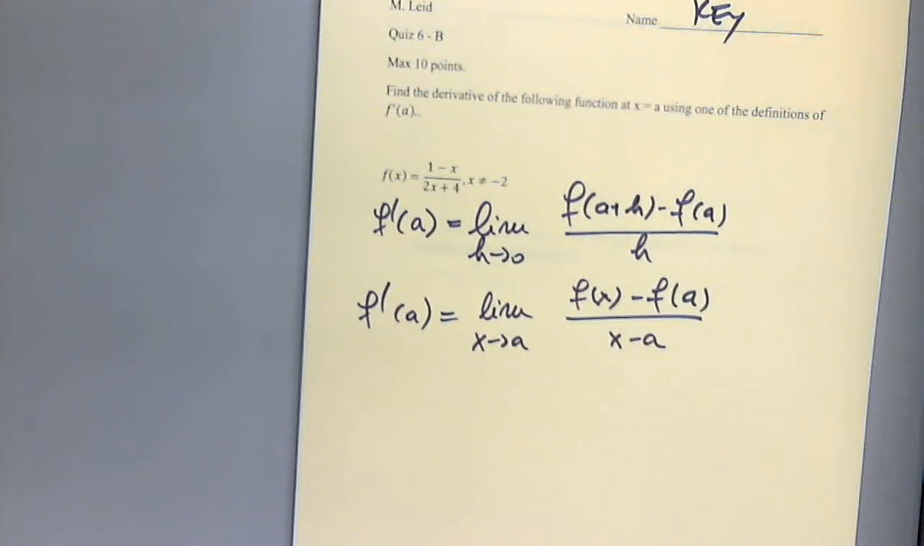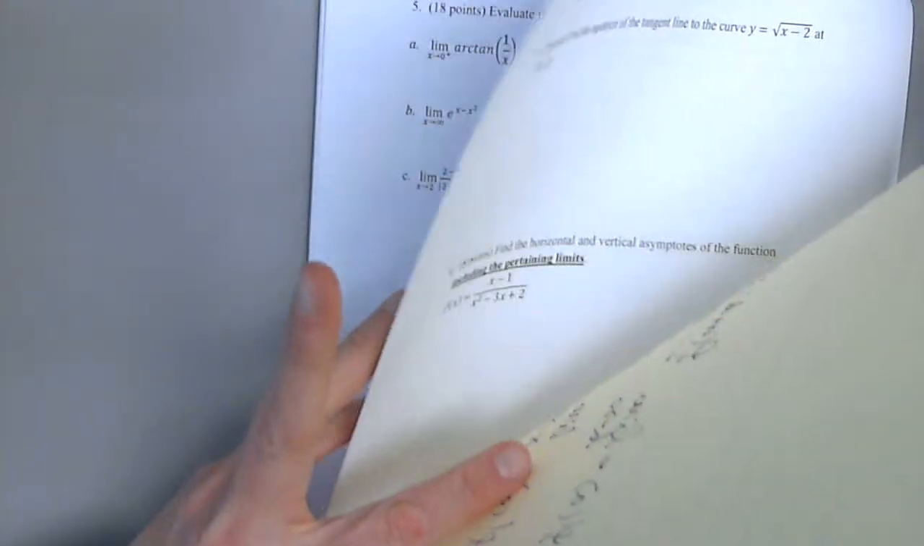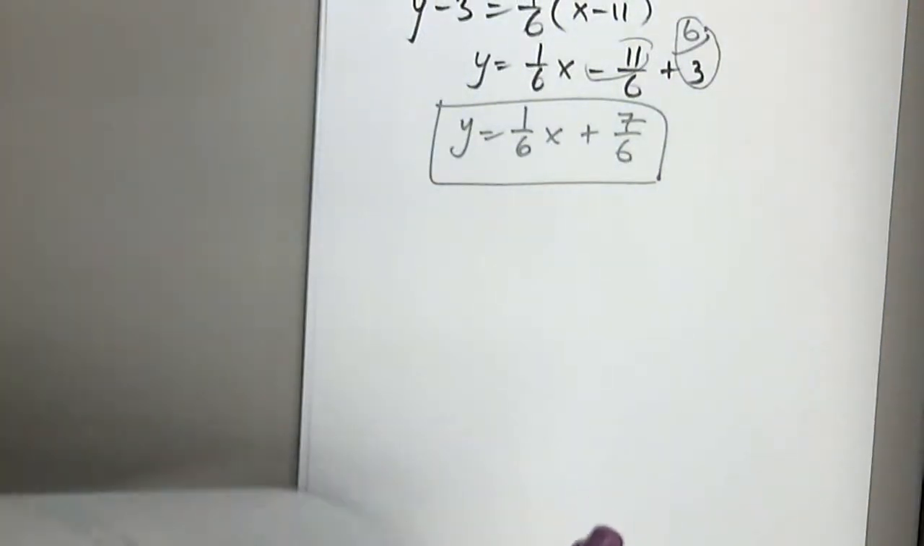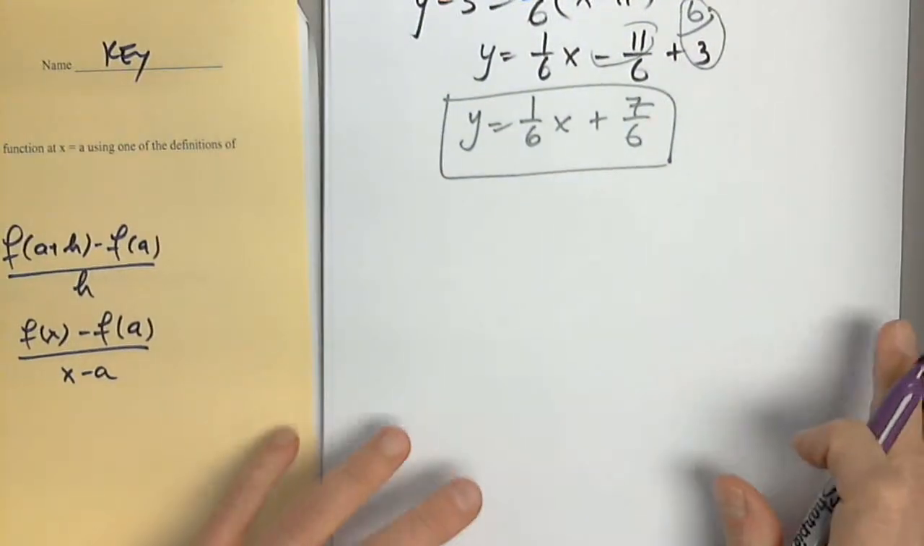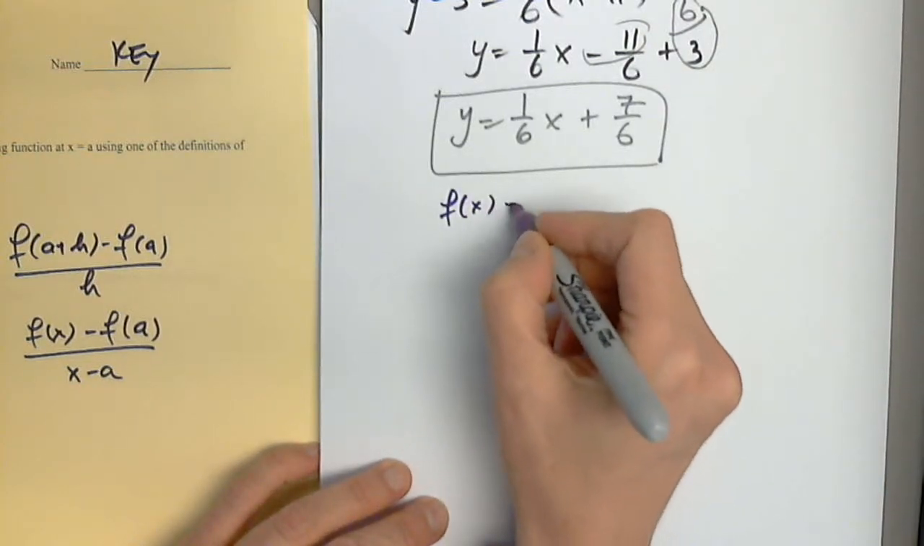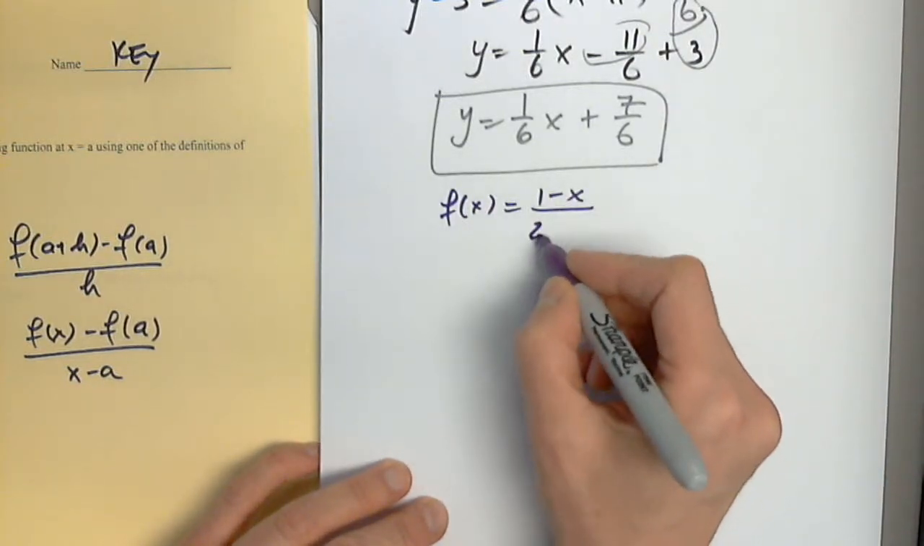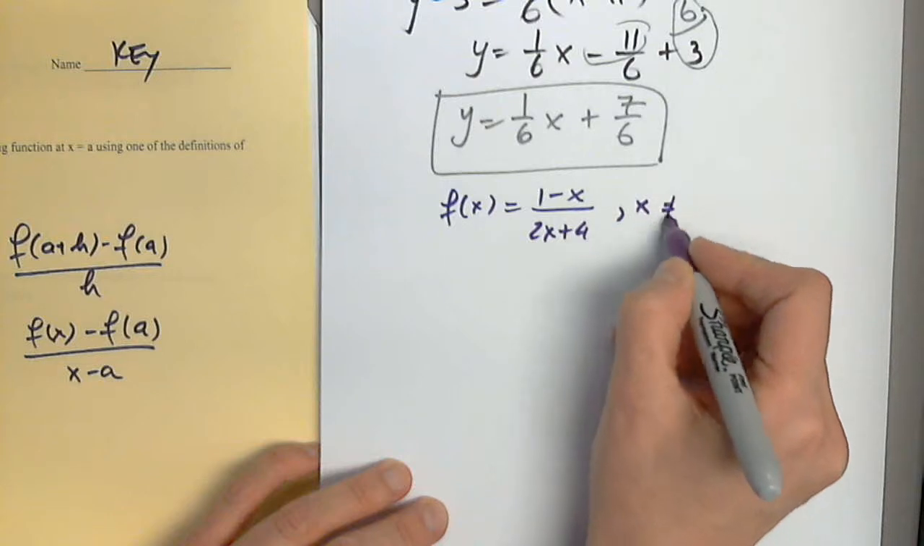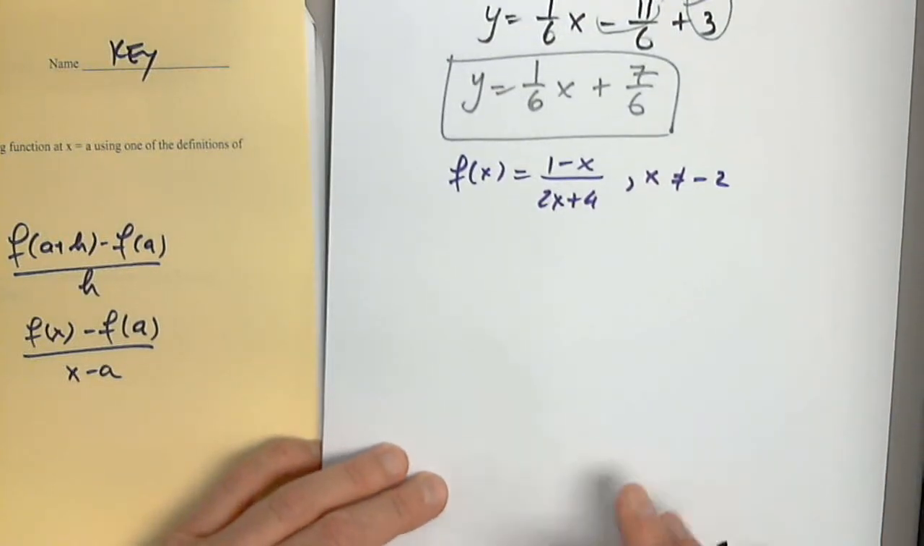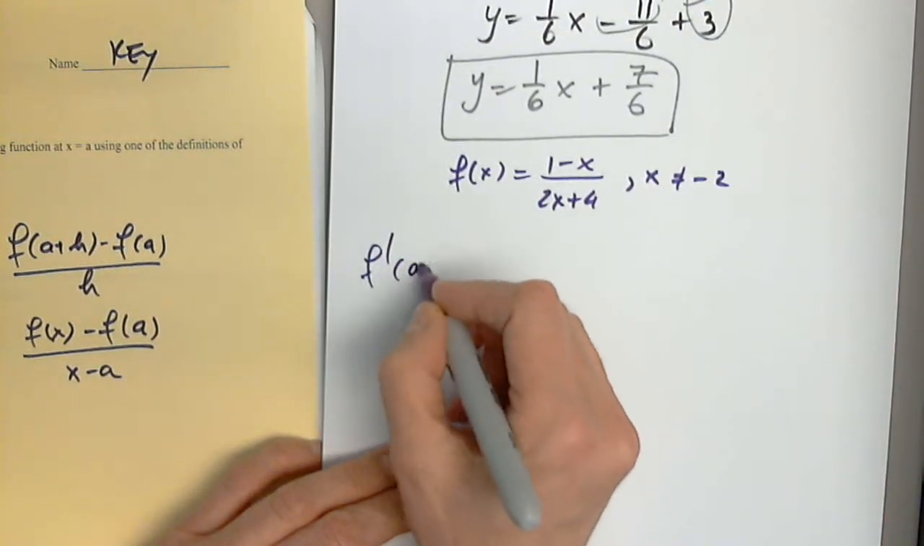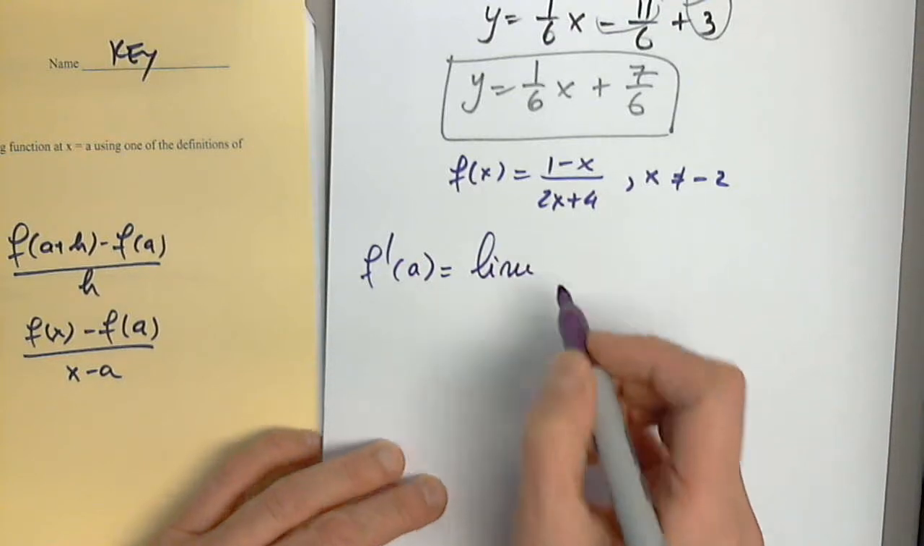Okay. We agree with the second one? Yes? Okay, very good. So let's do that. So one more time, the function is 1 minus x over 2x plus 4. Of course, x cannot be negative 2. Perfect. So you said f prime of a, which is the limit.